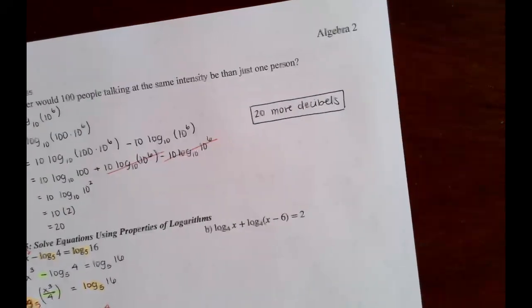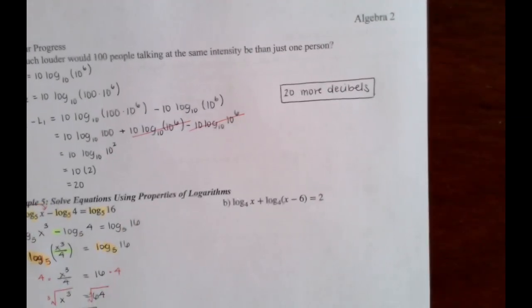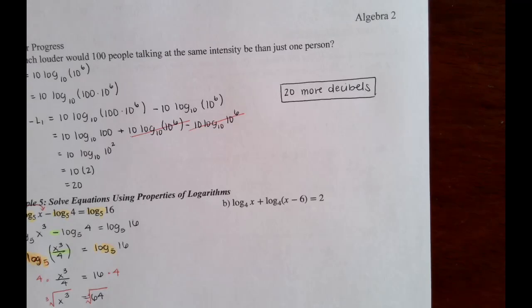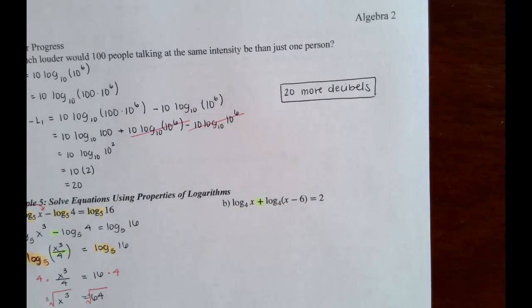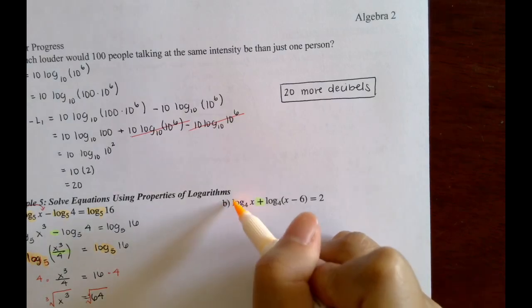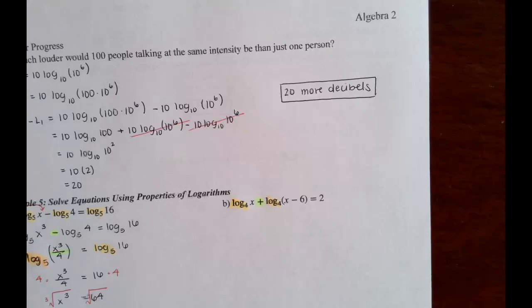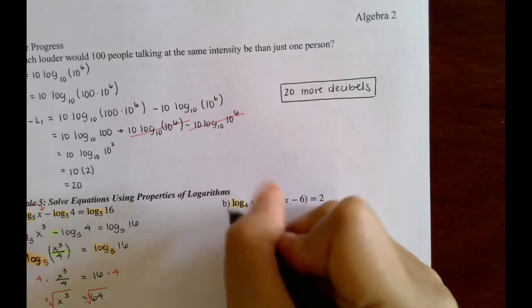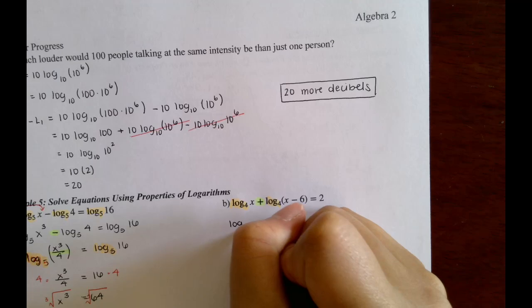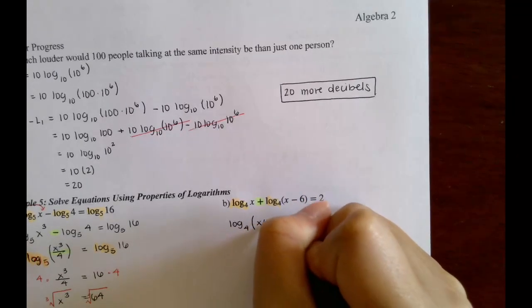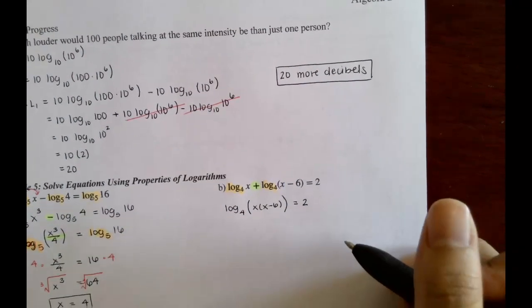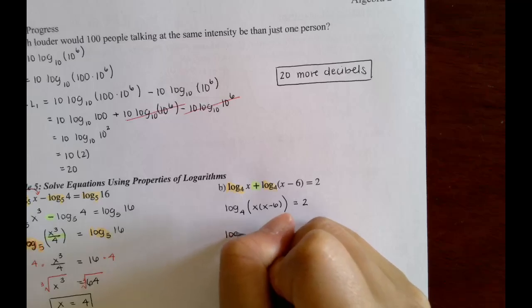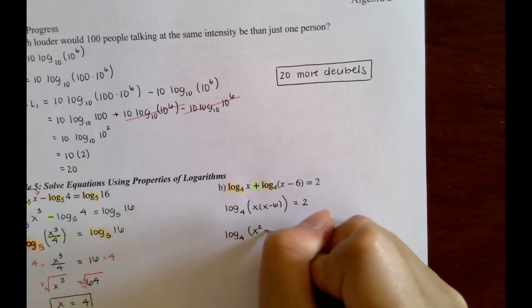Let's do the next one here. This is log base 4 of x plus log base 4 of x minus 6 equals 2. What I'm going to do is combine these logarithms. Here, what I notice is that my two logarithms again have the same base. They're being added, so I can use my product property to change them into a single logarithm where I'm going to multiply x times x minus 6 equals 2. I'm just going to keep simplifying it. So this becomes x squared minus 6x.